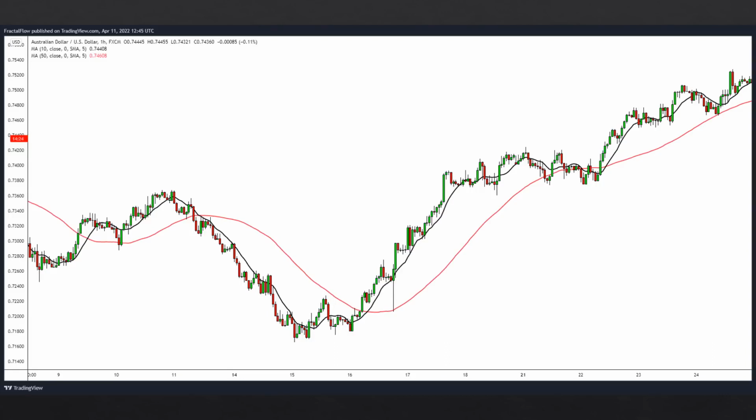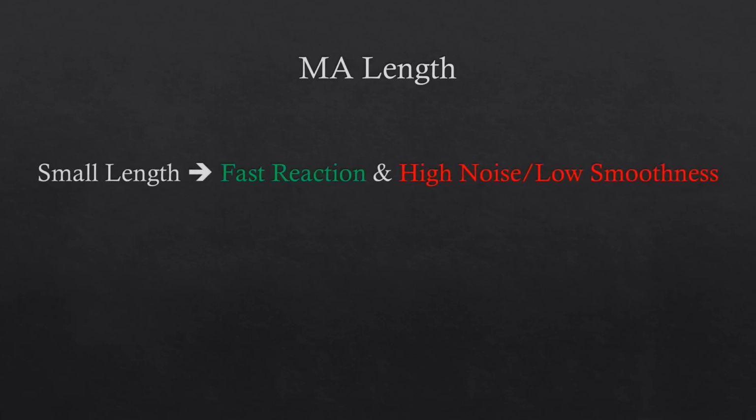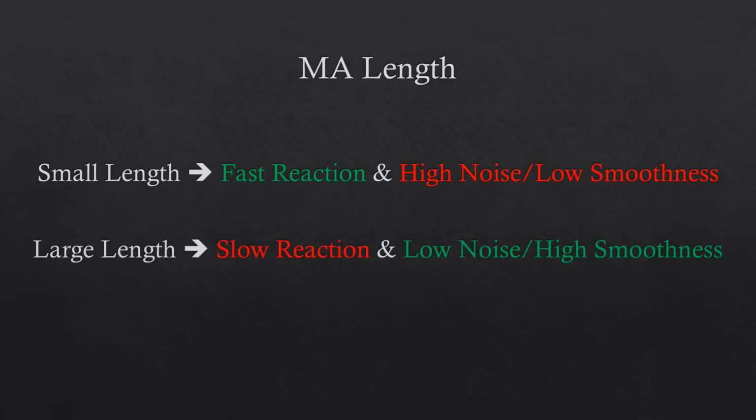is a catch. Even though the black MA is faster, it has more noise. The red MA is slower, but it has the advantage of being smoother. This is known as the lag-noise trade-off, which we'll discuss later on, and is one of the major flaws of technical indicators that use averages. In summary, a small length will produce an MA that reacts quickly to price and has poor smoothness. A large length will produce an MA that reacts slowly to price and has a good level of smoothness.